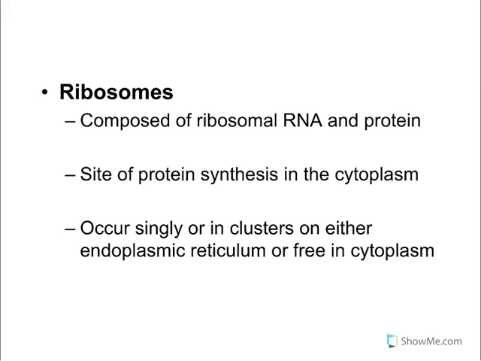So, let's take a look at another organelle. We have ribosomes. Ribosomes are composed of ribosomal RNA and protein. What happens in the ribosome? This is important. We have protein synthesis. So this is the function. Okay, so the ribosomes make the proteins. That's pretty important. And all this happens in the cytoplasm.